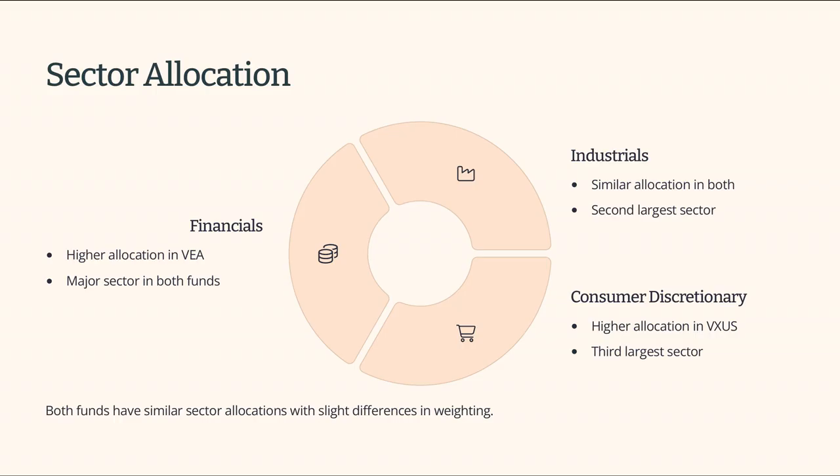Looking at the country allocation, VEA has a higher allocation to Japan and Europe, while VXUS has a higher allocation to emerging markets. This could be a deciding factor depending on your preference for geographical diversification.